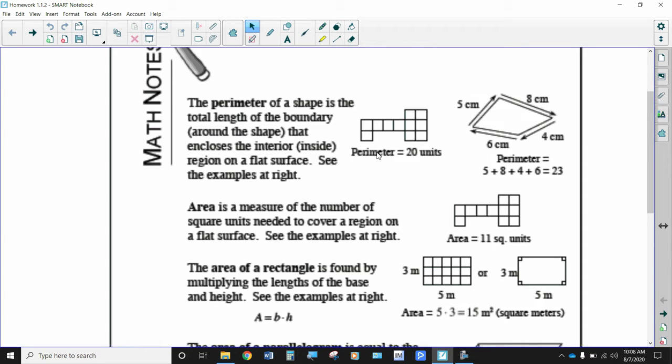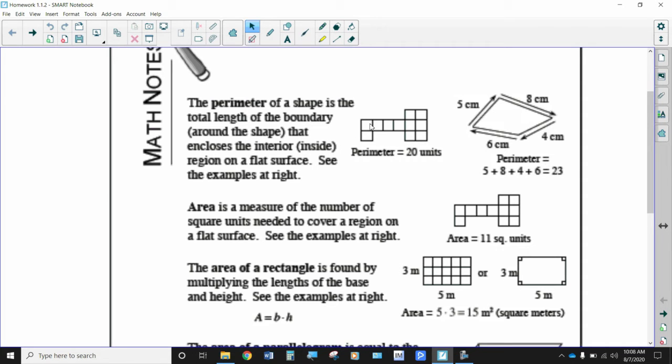Like, how do we find the perimeter of a shape? Well, the perimeter is the distance around a shape. So you would take all the sides of your polygon or whatever your shape happens to be, and you'd add those lengths together. So the perimeter of this would be 5 plus 8 plus 4 plus 6, which is 23.